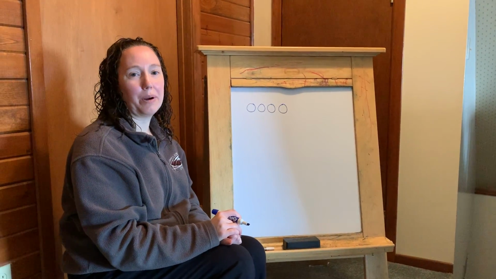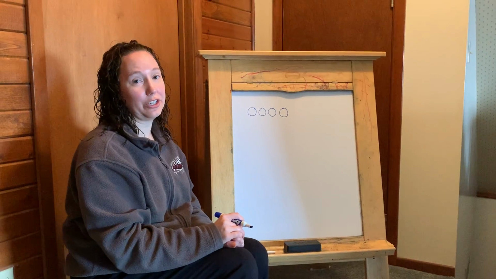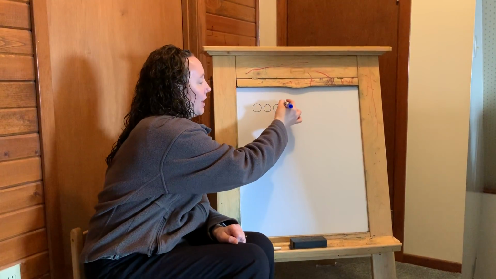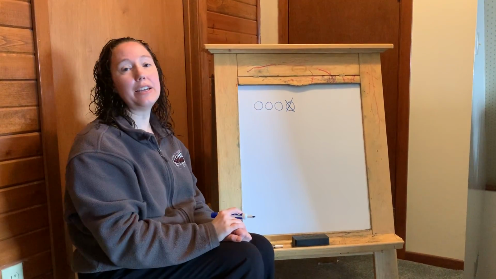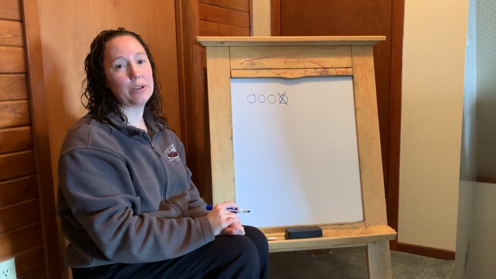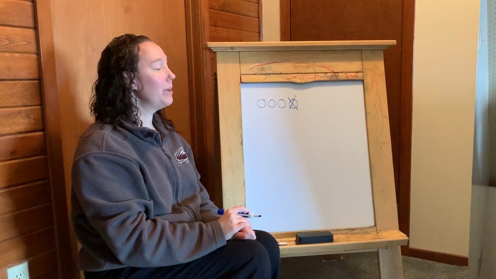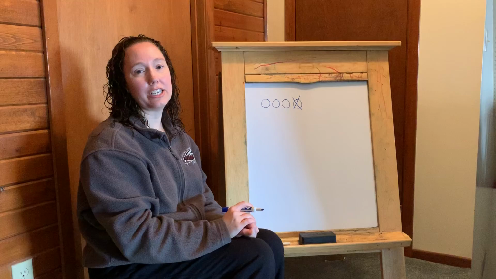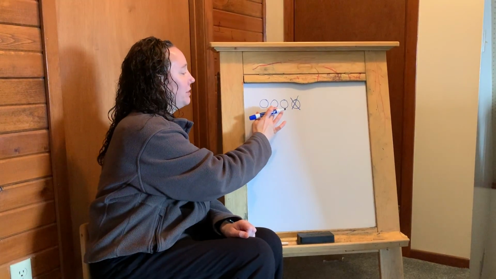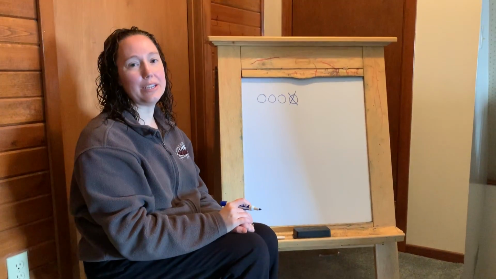Then we go back to our problem and it said that he ate 1 cookie. So I'm going to cross 1 cookie off. That tells me that he ate it and it's no longer there. Now I can go back and I can count. How many cookies does he have left? 1, 2, 3. 3 cookies.